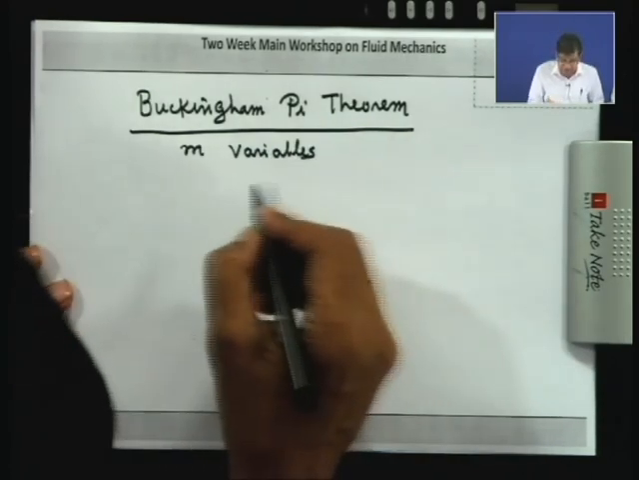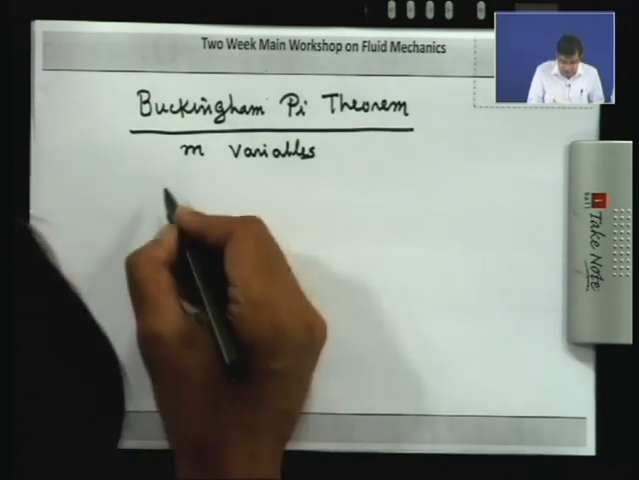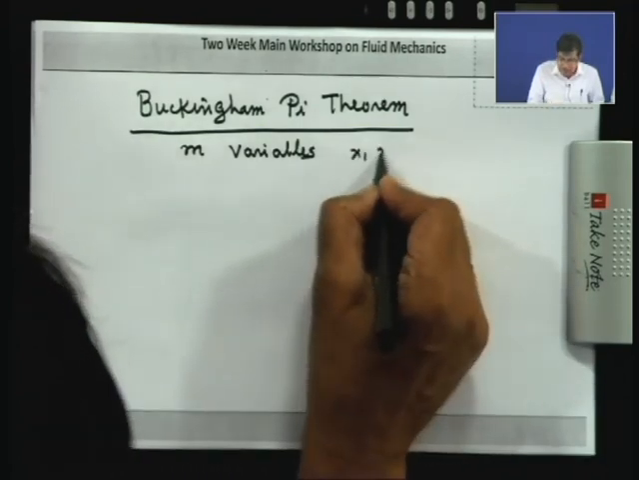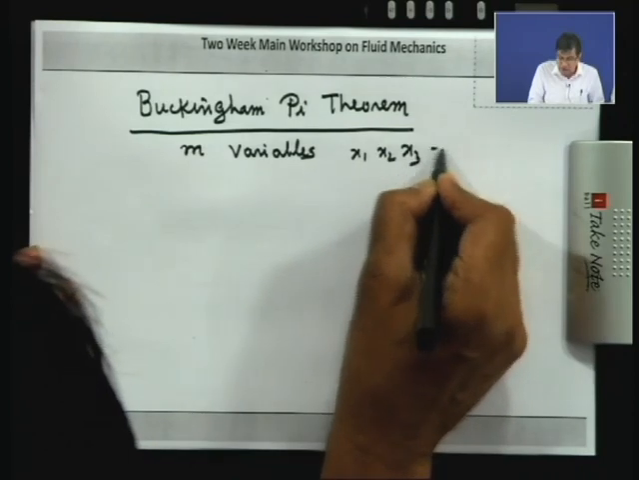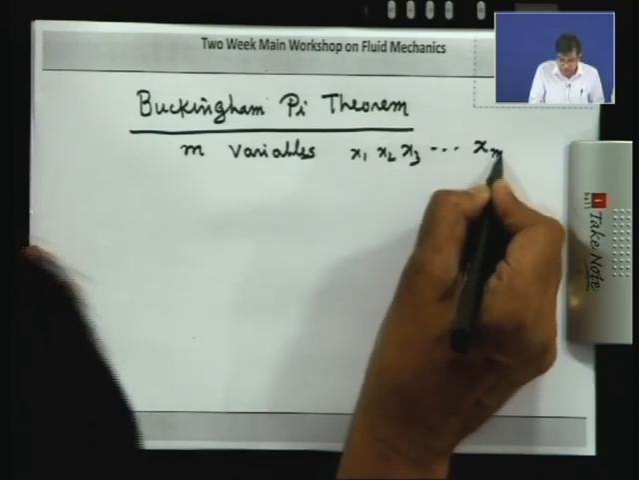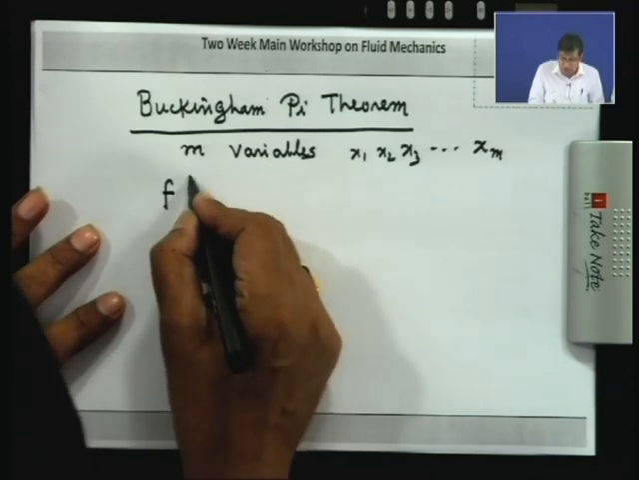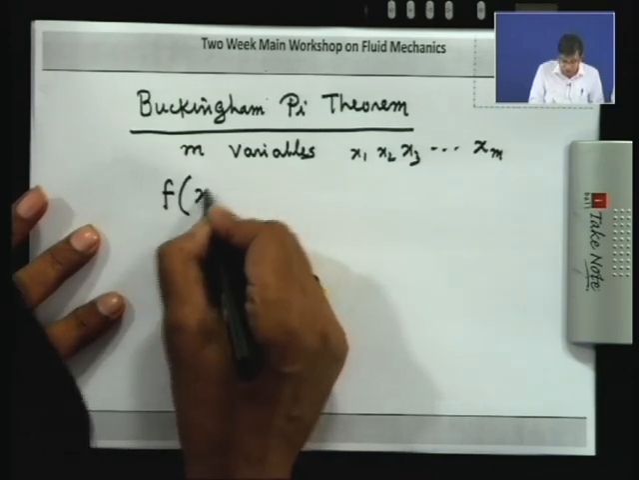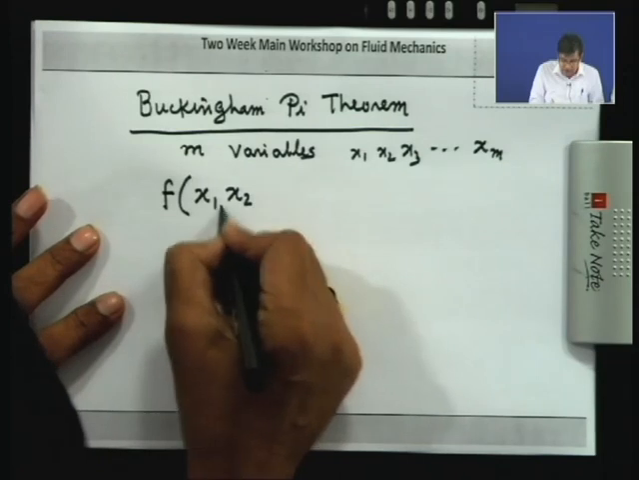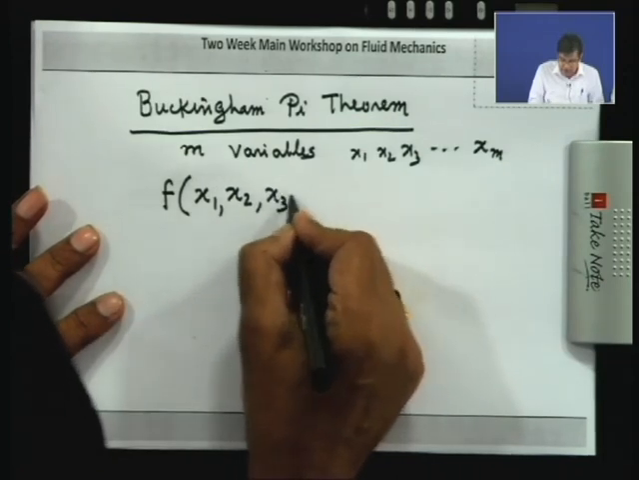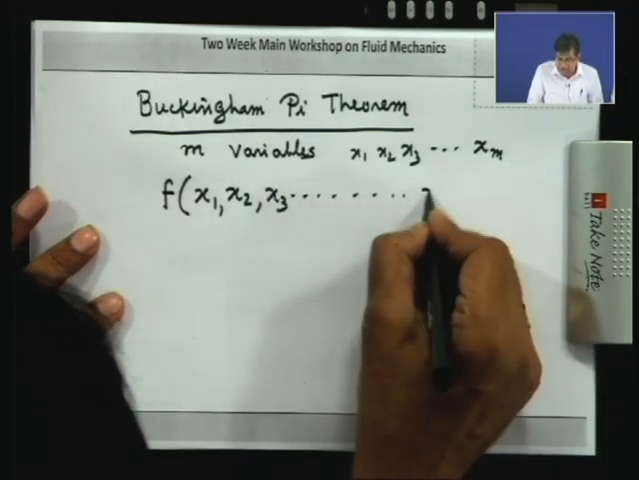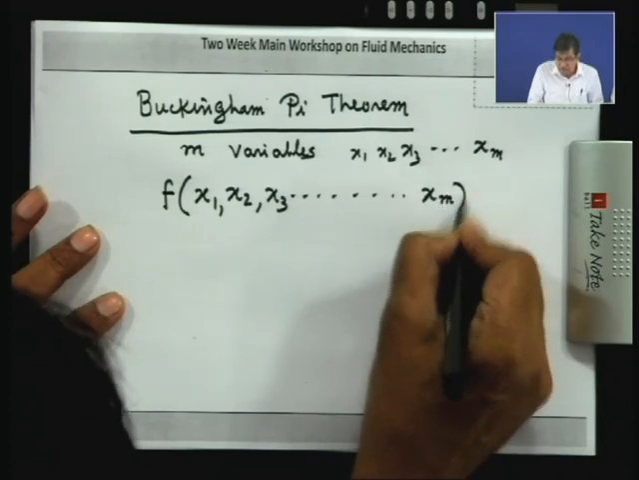that means let the variables be x1, x2, x3, dot dot dot xm. Then we can express the physical problem as an implicit function of all these variables, f of x1, x2, x3, dot dot dot xm equals 0.